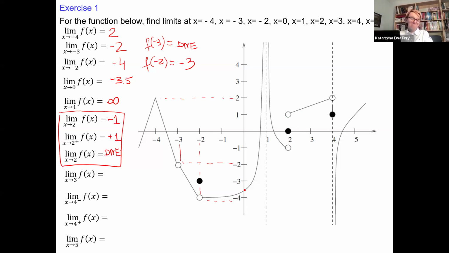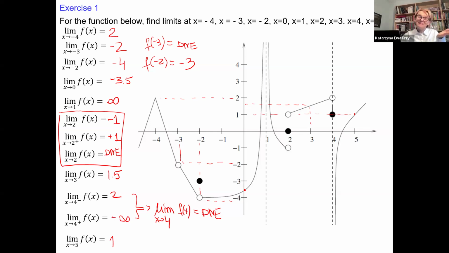What about the limit at 3? I think it's just the value. We may say 1.5. It's fine. 4 from the left-hand side: as x approaches 4 from the left, 2. Perfect. 4 from the right-hand side: negative infinity. What about the limit at 4? This is always the conclusion: the limit does not exist. Perfect. And what about the limit at 5? I think it's 1, just continuity. Okay, that's from the graph.